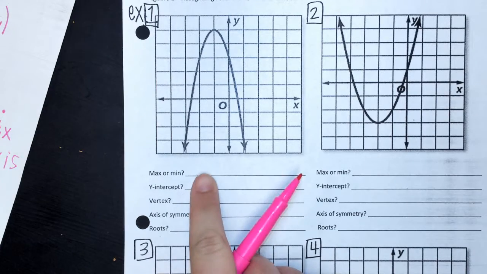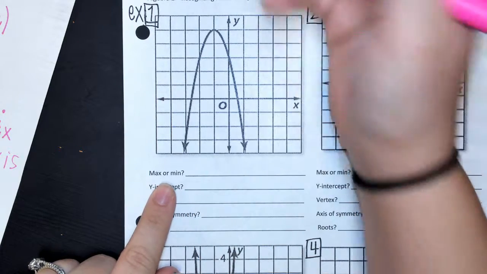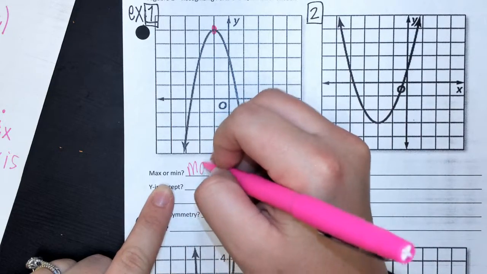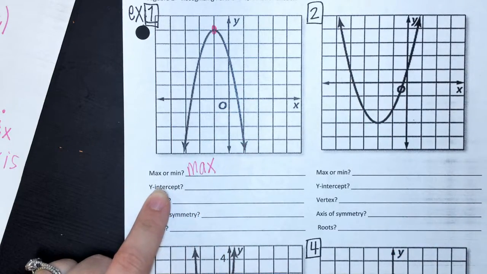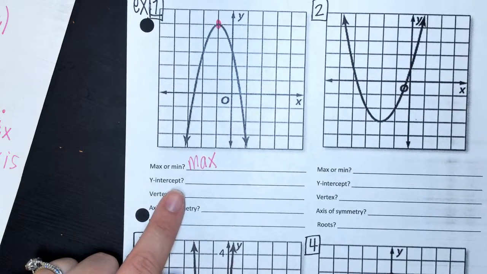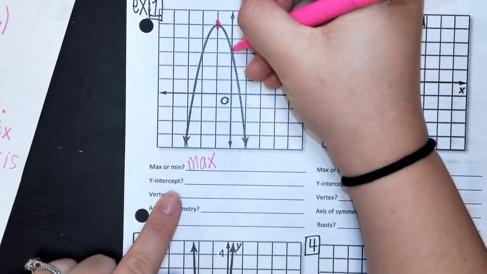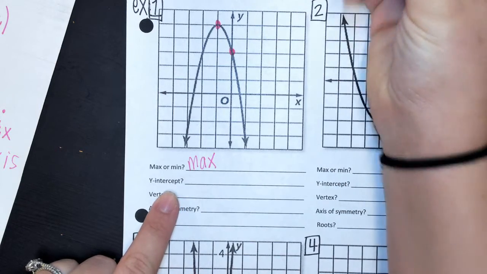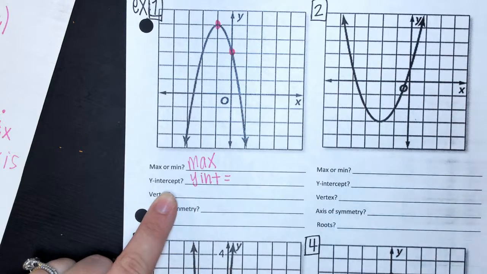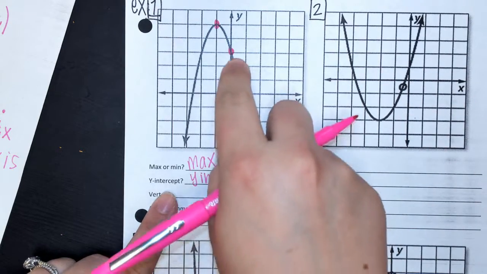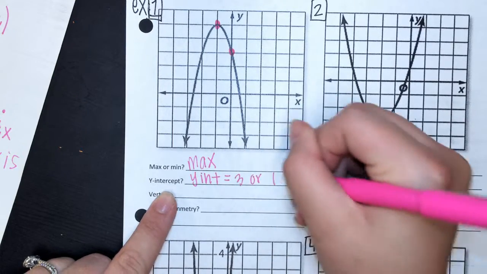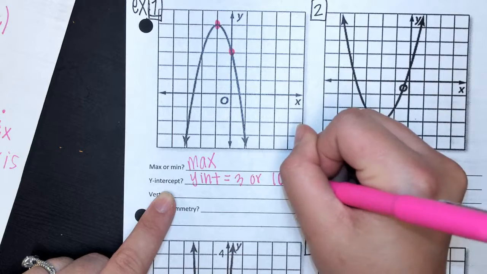So first question, max or min? Max. Here's your vertex. It's at the highest point, which makes it a max. Y-intercept. Well, right here is where it crosses the y-axis. So most of the time I put y-intercept is equal, and at what point does it hit? 3. You could also put your y-intercept is 0, 3.